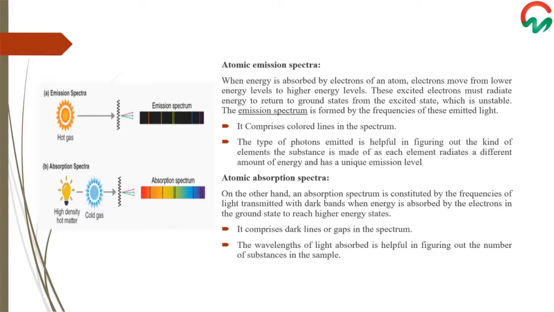When energy is absorbed by the electrons of an atom, electrons move from the lower energy state to the higher energy state. These excited electrons must radiate energy to return to the ground state from the excited state; the excited state is actually an unstable state. The emission spectrum is thus formed by the frequency of this emitted light. It comprises colored lines on a dark background. The type of photons emitted is helpful in figuring out the kind of elements the substance is made of, as each element radiates a different amount of energy and has a unique emission level.